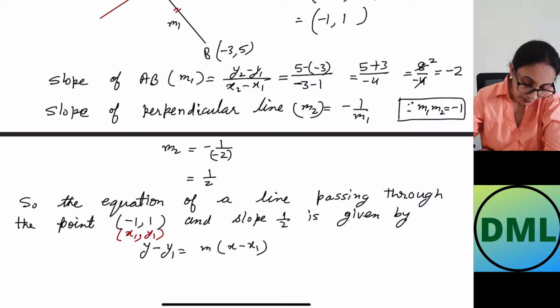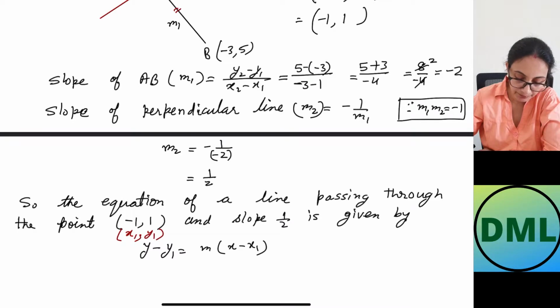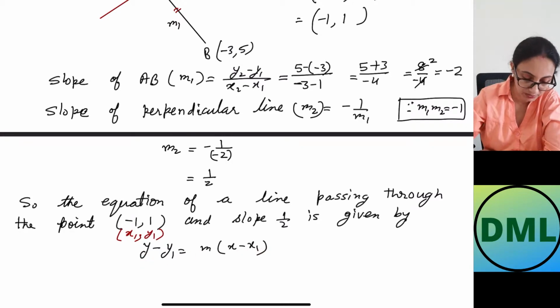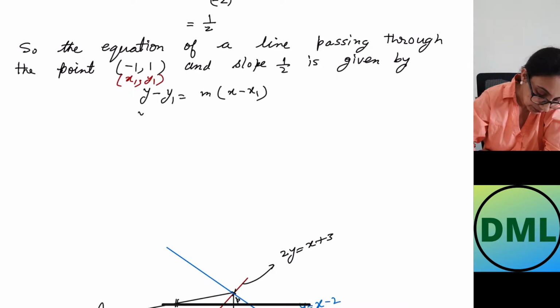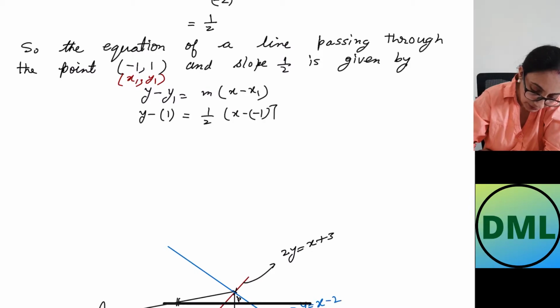So the equation of a line passing through the point (minus 1, 1) with slope half is given by, if we suppose that (minus 1, 1) is (x1, y1), y minus y1 is equal to m into x minus x1. Let's put the values here. So it will be y minus 1 is equal to m, which is half, times x minus of minus 1. If I solve it here, it will be y minus 1 is equal to half bracket x plus 1.